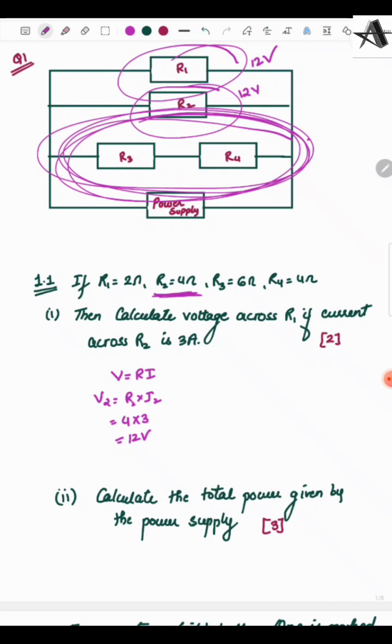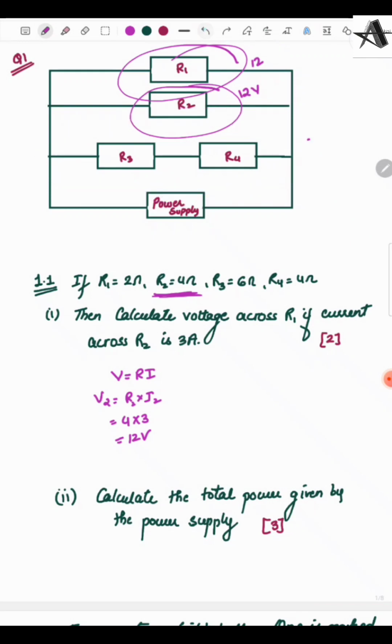Because they both are in series, the voltage gets shared. So in this case, I can't say that R3 and R4 both have 12 volts, but the ones that are connected in parallel have the same voltage. So definitely, if this has 12 volts, this will have the same voltage. So what will be the voltage across R1? It's going to be 12 volts.